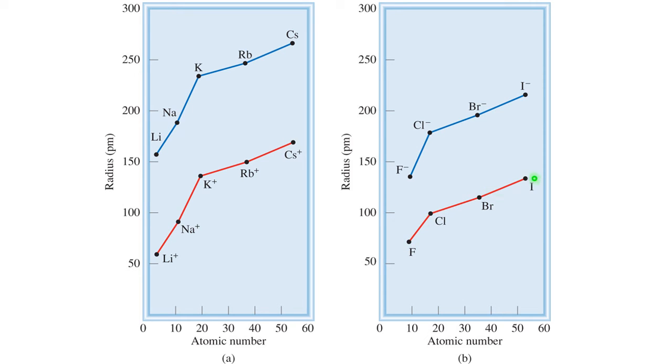Same is true for negative ions. Fluorine is the smallest among group number 7, halogens. Fluoride is the smallest of negative ions.